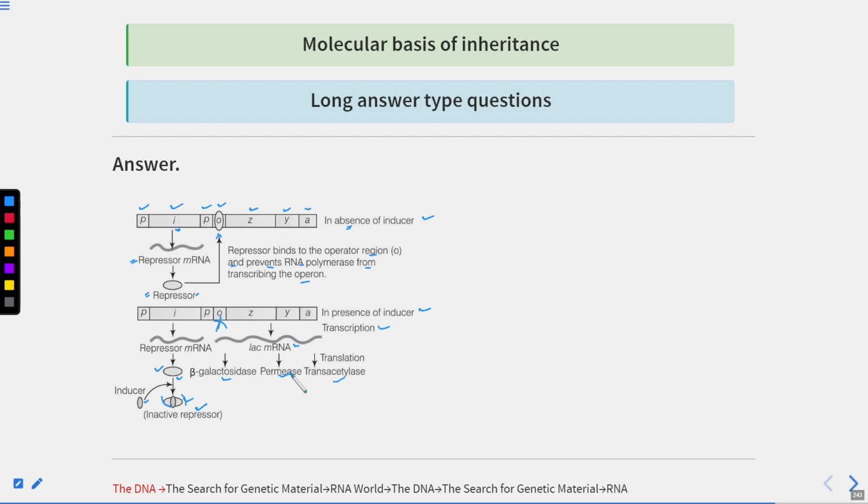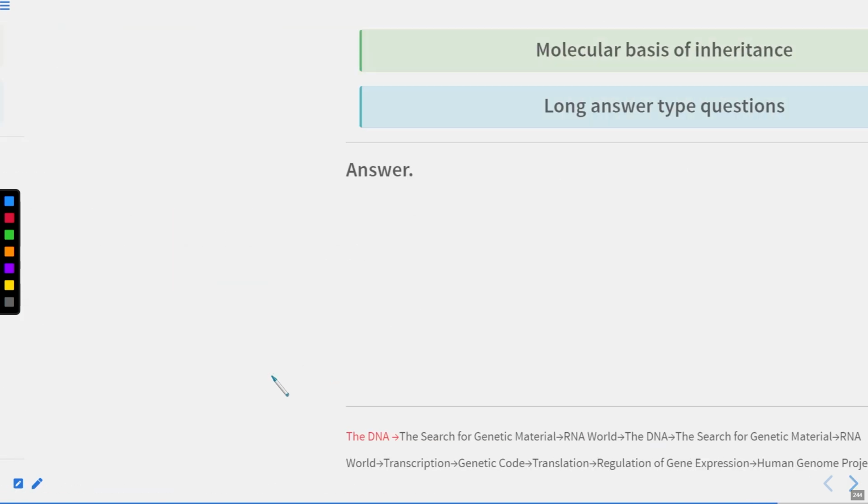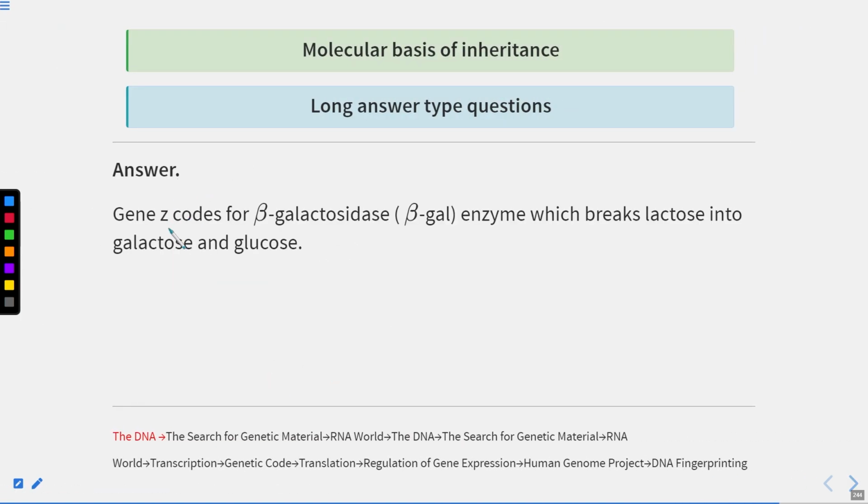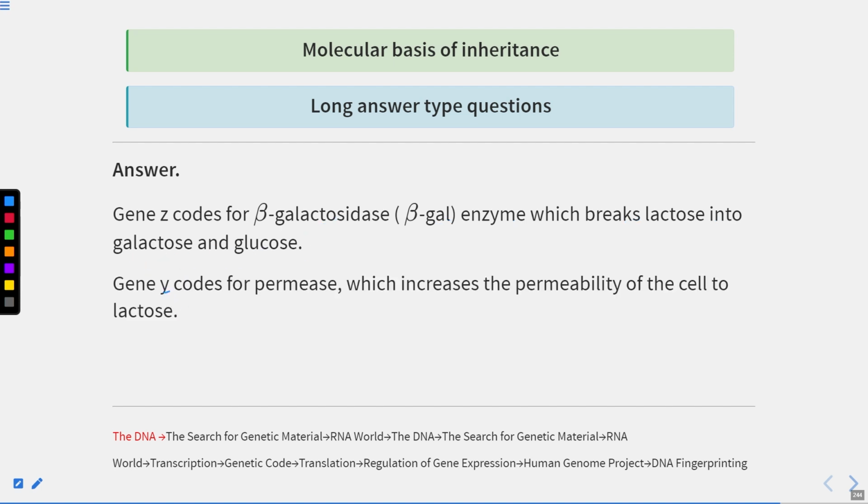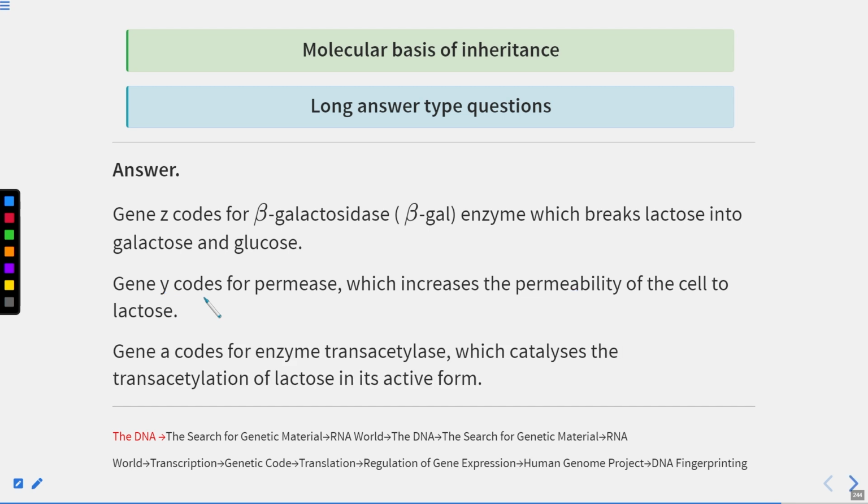So the lacZ gene codes for beta-galactosidase. The lacY gene codes for permease, and the lacA gene codes for the transacetylase enzyme. These proteins are involved in lactose metabolism. Here, gene Z codes for beta-galactosidase, or the BGAL enzyme, which breaks lactose into galactose and glucose. Now, gene Y codes for permease, which increases the permeability of the cell to lactose.